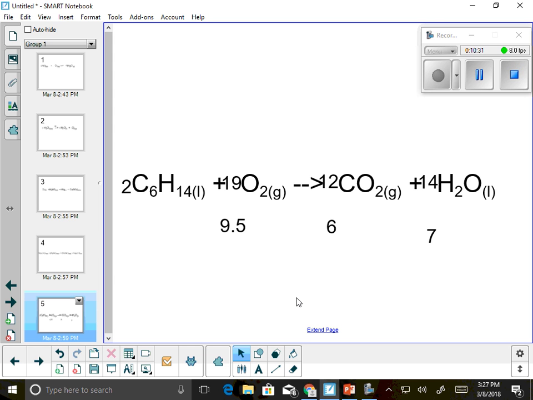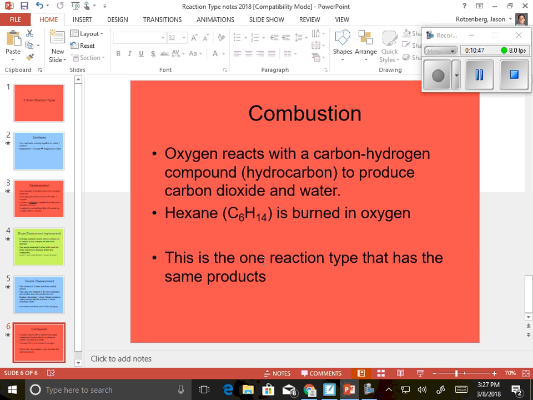This is the one type of reaction that has the same products every single time, carbon dioxide and water. So that's one way that you can identify this particular reaction type. Also, it starts with a carbon-hydrogen compound, another way that you can identify this reaction type. And that's the very last thing that I note on this slide.